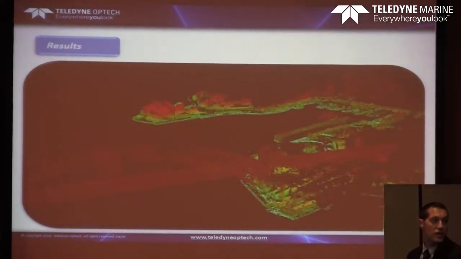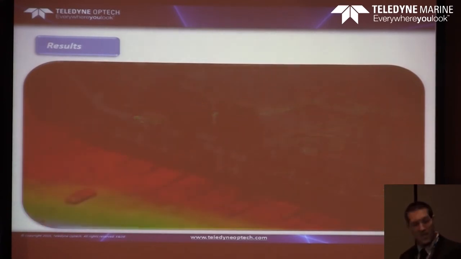What you can see here is the point cloud only from the laser scanner. As I said, we also scanned some areas outside the harbor here, and that's a bridge. So this is the last slide.